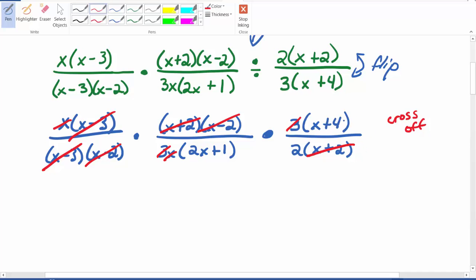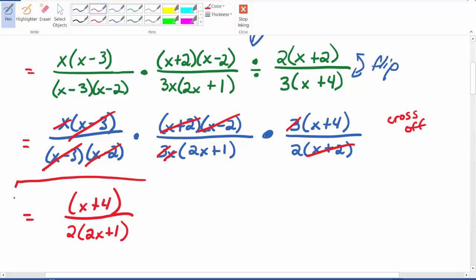And x plus 4. It doesn't look like there's any more x plus 4s, so we are left then with that x plus 4 divided by 2 times 2x plus 1. So this would be our final simplified version. Again, though, that is example 10 from our 8.4 set of notes.